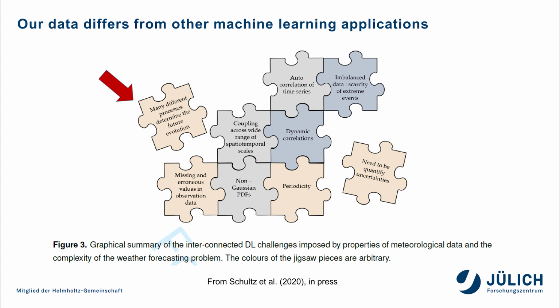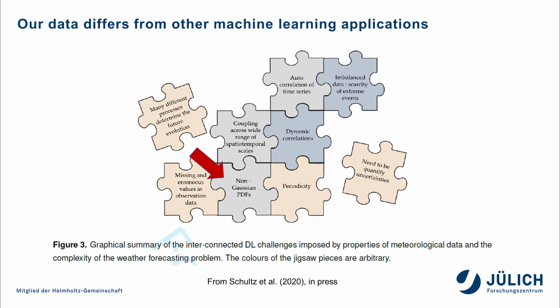There are many different processes that determine the future evolution, and this happens on different temporal and spatial scales. We have coupling across a wide range of spatio-temporal scales. We have an autocorrelation of time series, which makes individual data samples not independent. We have imbalanced data, so scarcity of extreme events is a big problem for building machine learning applications. We have dynamic correlation, so correlations that change over time depending on certain conditions. We have periodicity. We have non-Gaussian probability density functions of many weather variables.